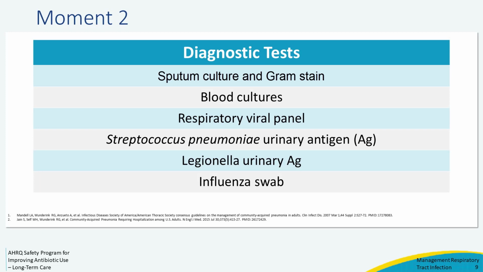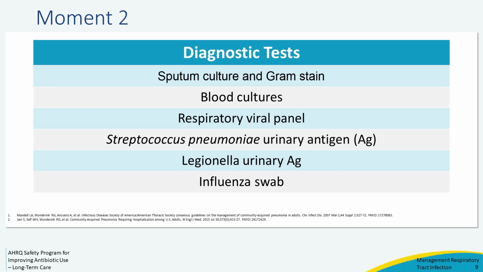While respiratory viral panels are not always available in long-term care, all facilities should have a rapid flu swab available. These should be done on all residents with a cough and fever during influenza season, which may start as early as October and extend as late as April. Last, you can consider a urine streptococcus pneumoniae or pneumococcal antigen or Legionella urinary antigen.